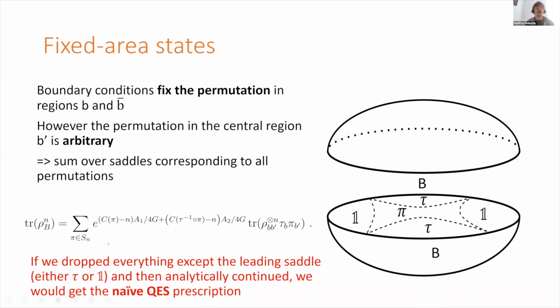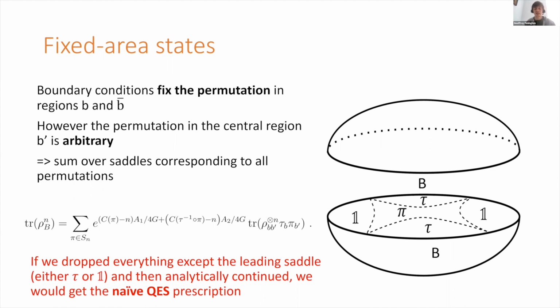If we now said, okay, we're only going to consider the leading saddle in this thing, that leading saddle will always either be just the identity sitting here or like tau sitting here. And then we just take that answer just for that one saddle and analytically continue it. Then we get the naive quantum extremal surface prescription.